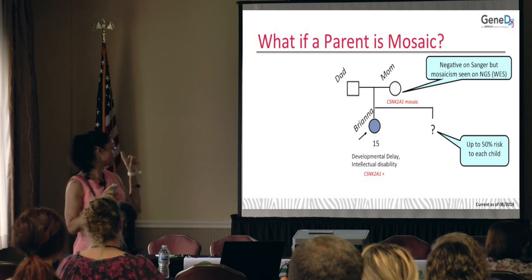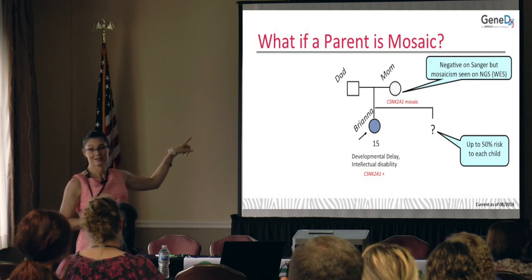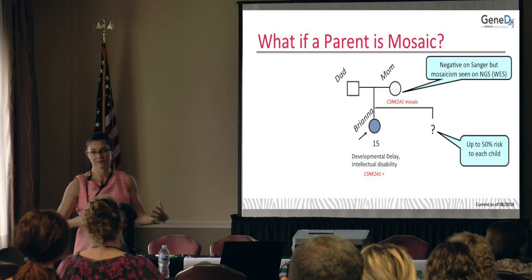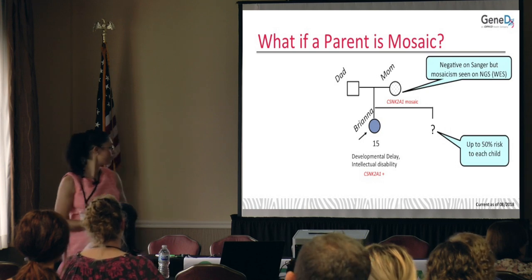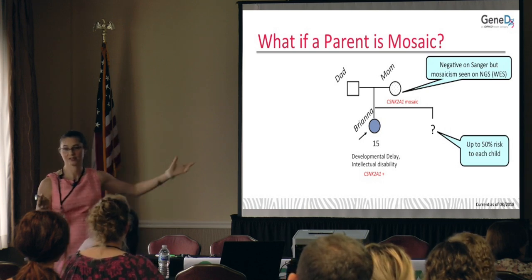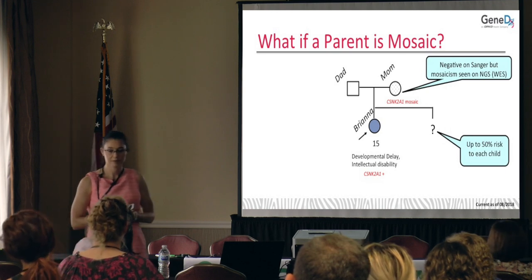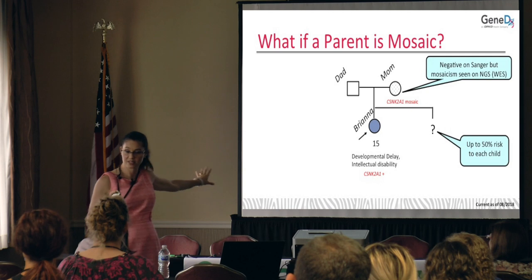But if one parent is mosaic, if the parent hasn't been tested, we may not know they're mosaic. And again, this is cutting edge. We're just learning about this right now. It's kind of sad, because we told all these families that they had low risk for another child, and then some of them did. But again, I don't know if it's been described with this particular gene.